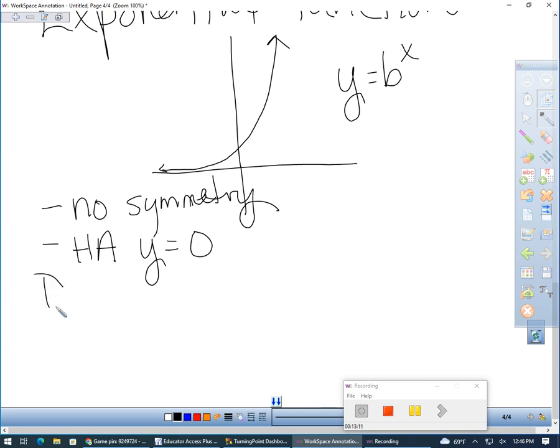So, our domain then, since there's no vertical asymptote, what is our domain? Good. Negative infinity to infinity. I agree with you. Nice job. How about the range? Yes, 0 to infinity. But does it touch 0? No. So it has to be a parenthesis, 0 to infinity. Okay?